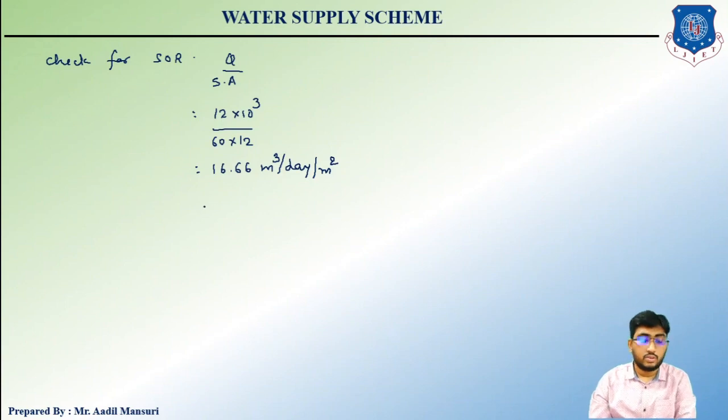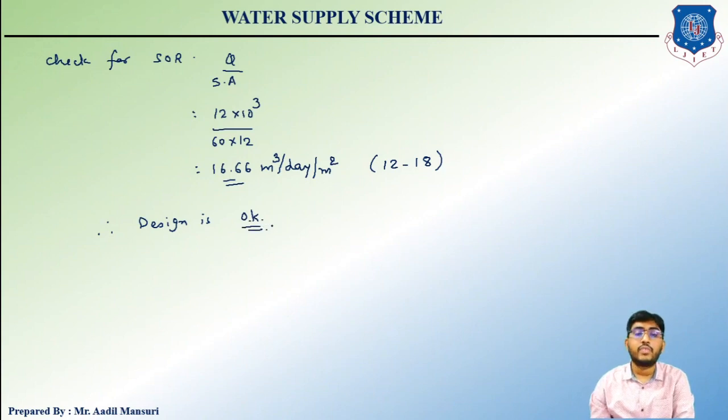Here the criteria was that SOR should be in between 12 to 18. So is it between 12 to 18? Yes, it is in between the range. So we can say therefore the design is okay. So you can adopt this design for construction of the sedimentation tank. Clear?